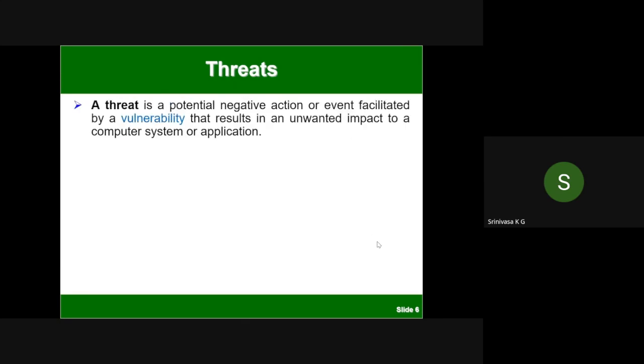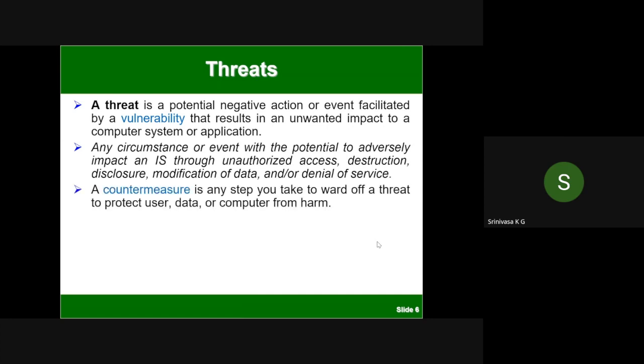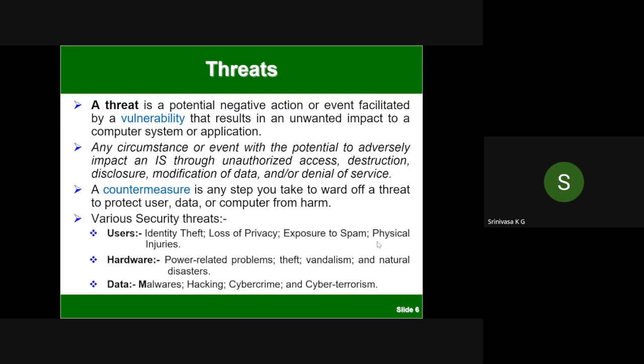Then what is a threat? It is a potential negative action or event facilitated by a vulnerability that results in an unwanted impact to a computer system or the applications. Any circumstance or event with the potential to adversely impact an information system through unauthorized access, disruption, disclosure, modification of data, and or denial of service. Therefore, you should have something called a countermeasure. It is a step that you take against a threat to protect the user, data, or the computer from harm.